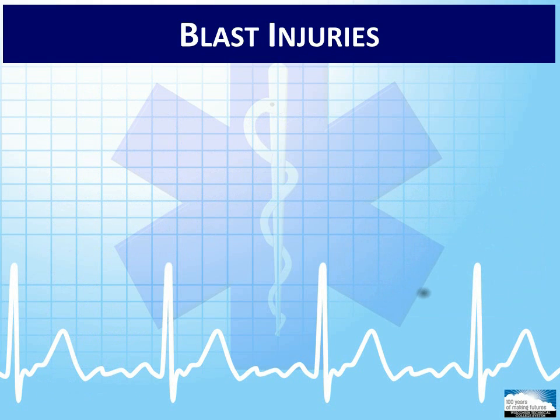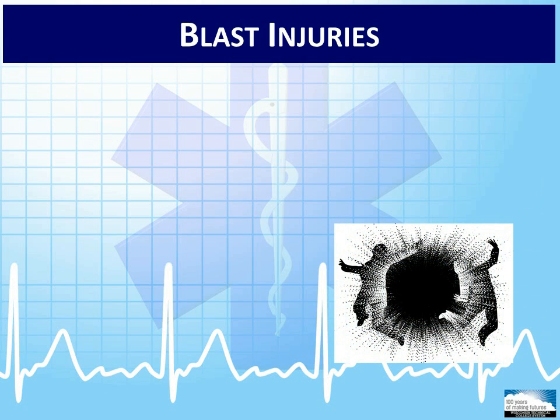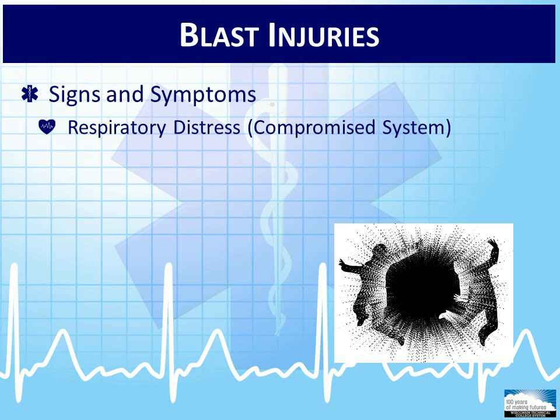In any type of blast injury or explosion, the EMT should expect to see multi-system trauma affecting all organs and body systems. The type of blast and the proximity of the patient to the explosion should assist in determining the extent of the injuries. Common signs and symptoms associated with a blast injury may include any of the following: respiratory distress given burns to the respiratory tract, swelling to the airway, pneumothorax, or other complications associated with blunt trauma.